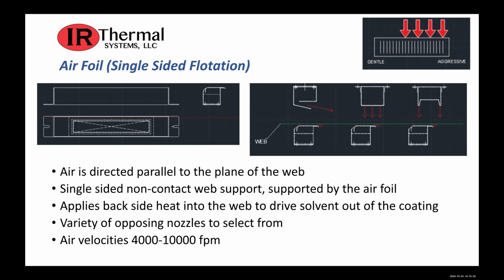It is a non-contact web support that carries the web through and applies backside heating to drive out the solvent from the back, and you can select a variety of opposing nozzles. That's what gives you the ability to adjust that energy input from very little to very high with this type of system: selecting the correct nozzle on the opposite side. The air velocities are commonly, but not limited to, 4,000 to 10,000 feet per minute.